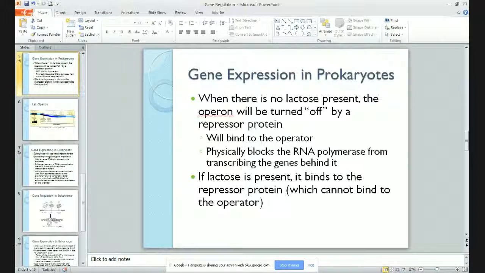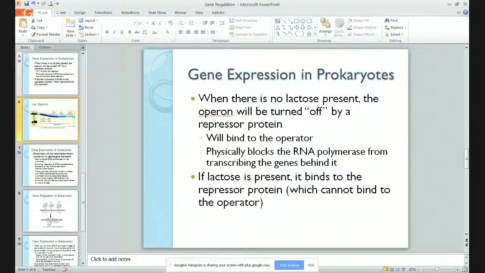When lactose is present, it does bind to that repressor protein, so then the repressor protein doesn't have the ability to attach to the operator. So that's how prokaryotes regulate when their genes are going to be expressed and not expressed.